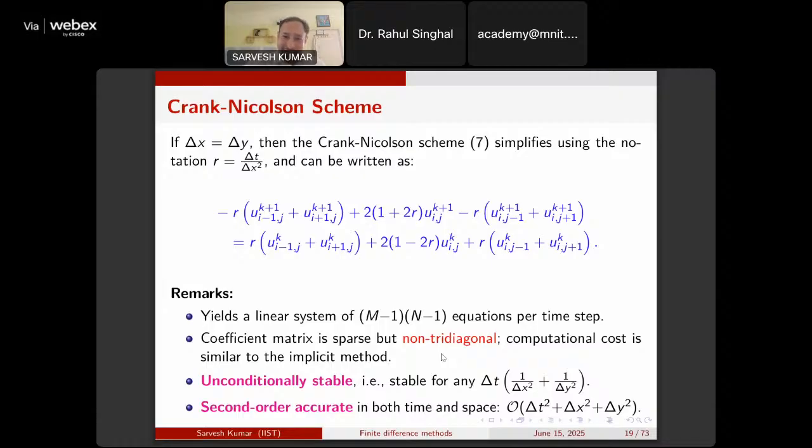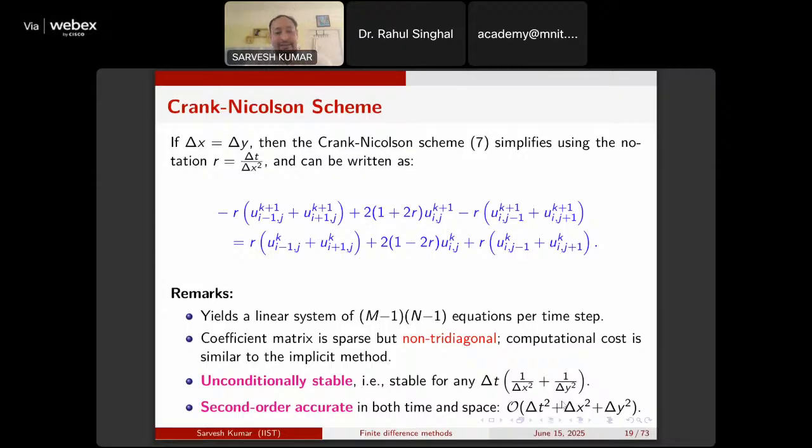Maybe those who are from a mathematics background would appreciate how beautiful a tri-diagonal matrix is. But once we lose this tri-diagonal structure, we are actually paying a lot. So now the question is: is it possible to get a tri-diagonal structure with this same accuracy? That's the question.